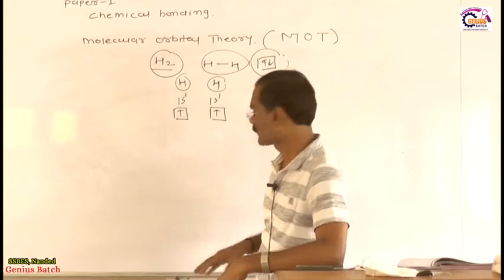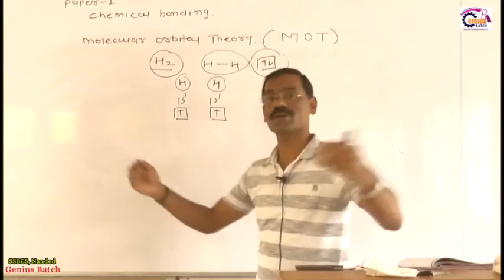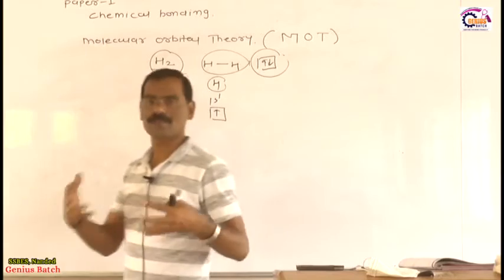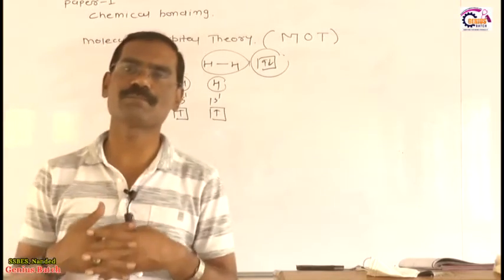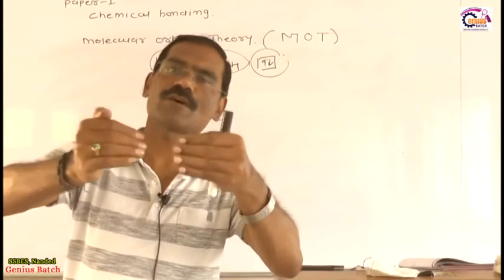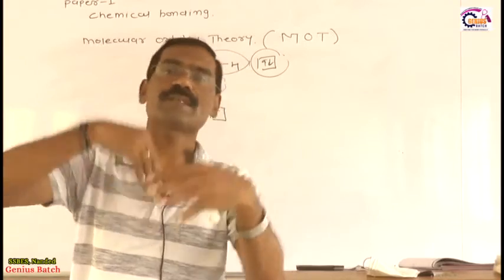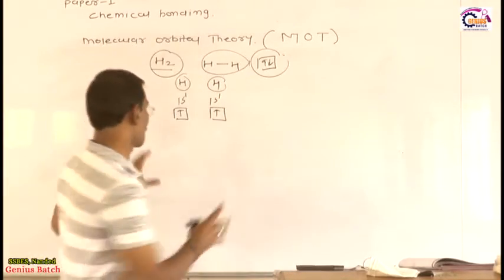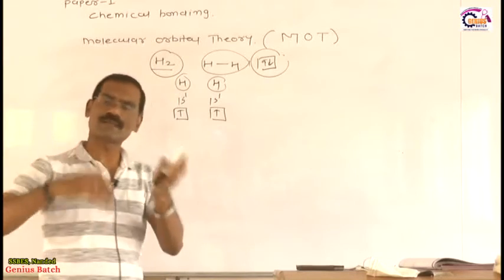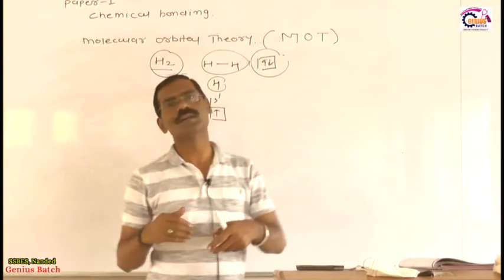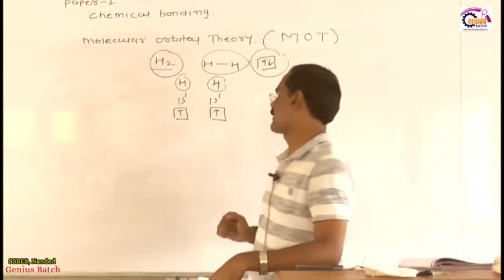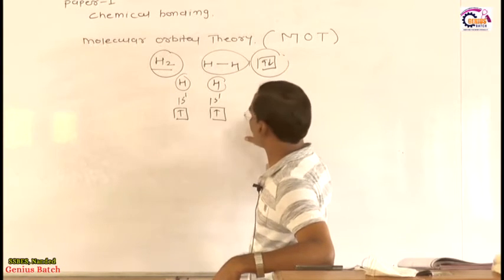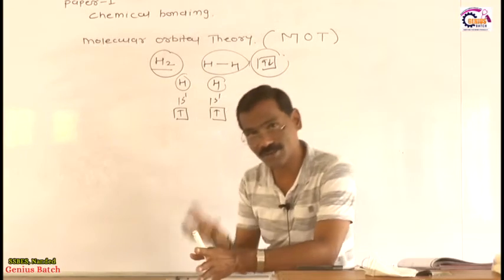But when these two atomic orbitals are mixed together, listen very carefully, because the introductory part of the molecular orbital theory is very important. When these two atomic orbitals are mixed together, the atomic orbitals are converted into molecular orbitals. This is a very interesting phenomenon. Atoms are mixed together and this gives a molecule. Then how is the molecular orbital formed?